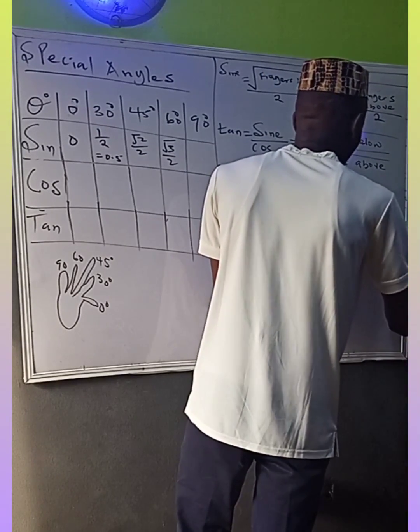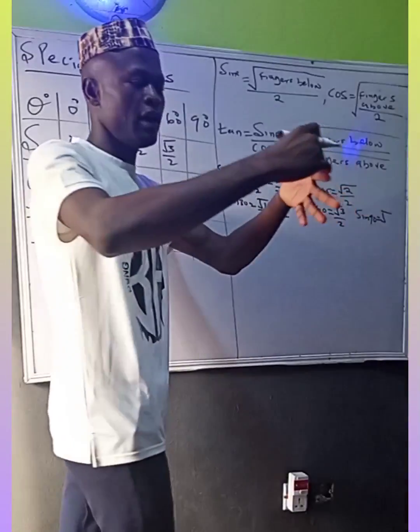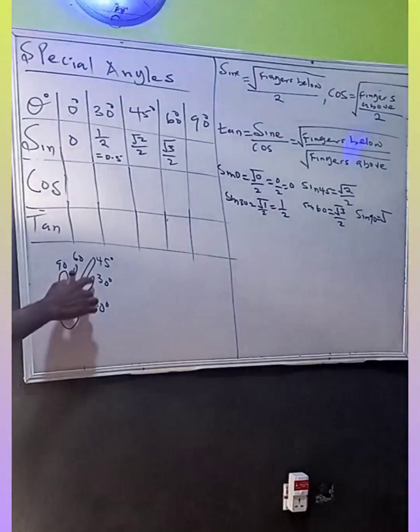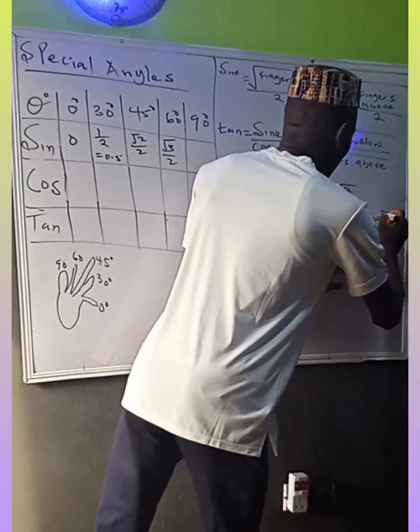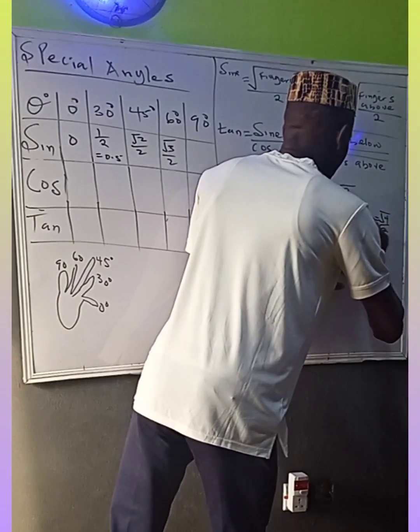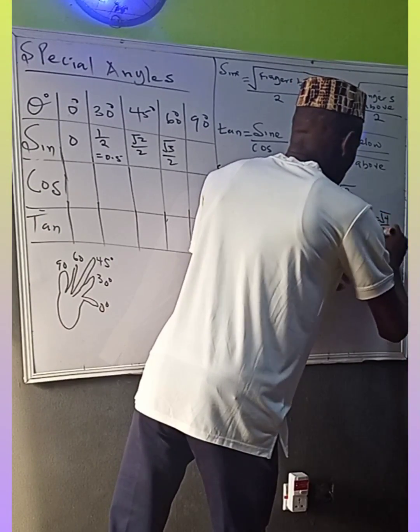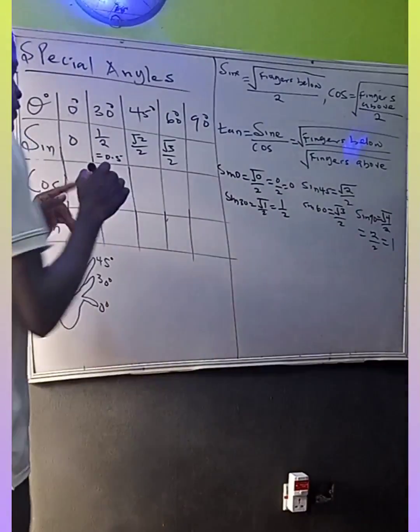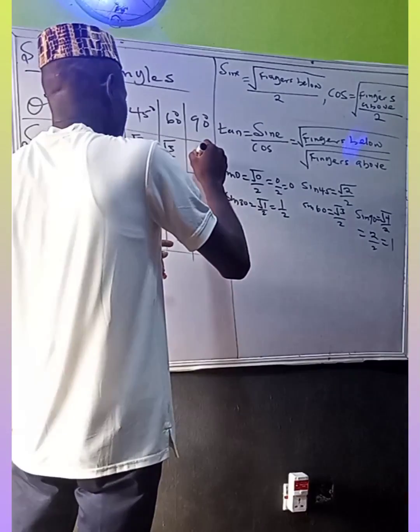Sine 90 becomes the square root of, how many fingers do we have below the angle 90? 1, 2, 3, 4. So we're going to have the square root of 4 divided by 2. The square root of 4 is 2, and 2 divided by 2 is 1. So sine 90 is 1. Even when you check your calculator, sine 90 is 1.